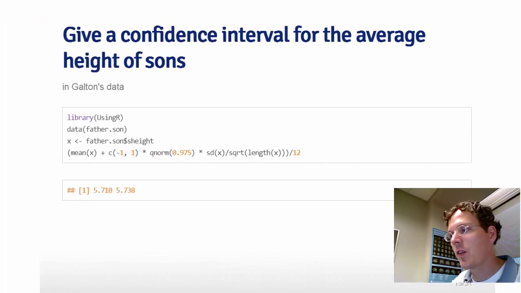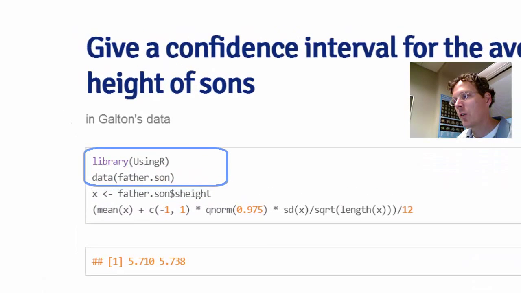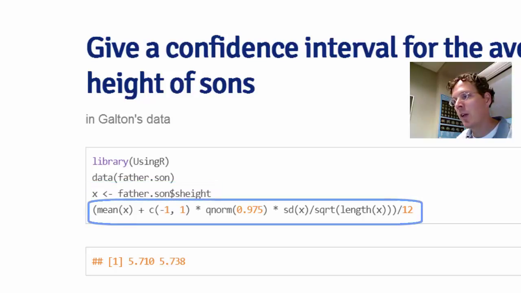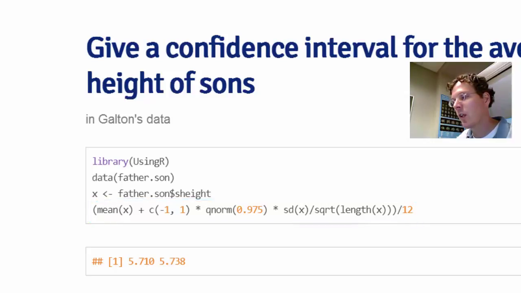Let's go through a simple example. Consider the father.son data from the UsingR package. Define x to be the son's height. I'm simply going to take the mean of x plus or minus the 0.975th normal quantile times the standard error of the mean, standard deviation of x divided by the square root of n, which is the length of the vector x. I divide it by 12 so that my confidence interval will be in feet rather than inches, and I get the confidence interval 5.710 to 5.738.